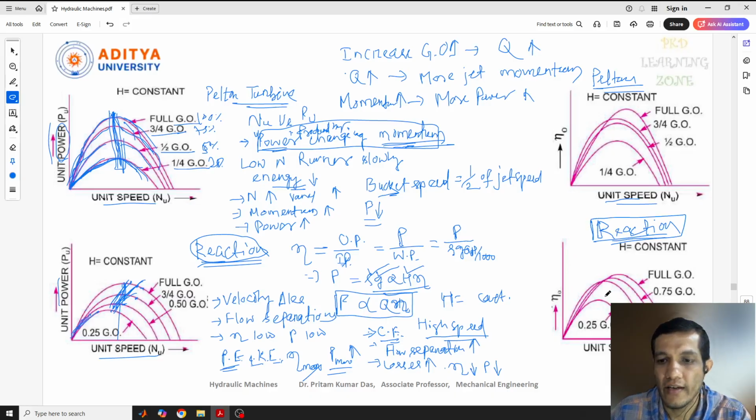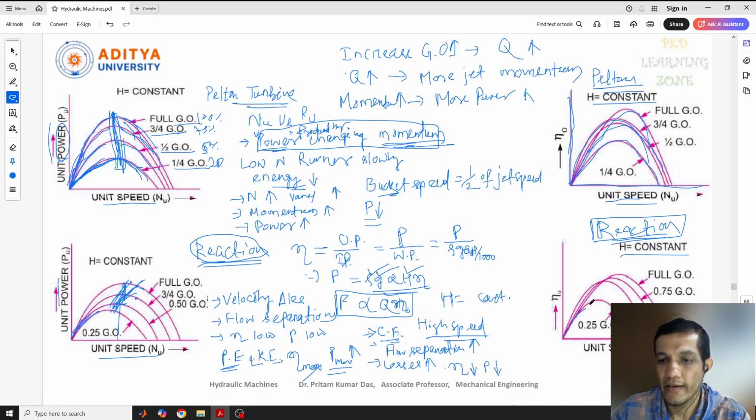So this is the overall efficiency with respect to unit speed for the Pelton turbine. This is for 25%, 50% gate opening, then you can see 75% gate opening, and this is 100% gate opening. A similar kind of plot can be identified for this Pelton turbine when H is constant. And similarly, at constant H in the reaction turbine also, we'll find something similar.